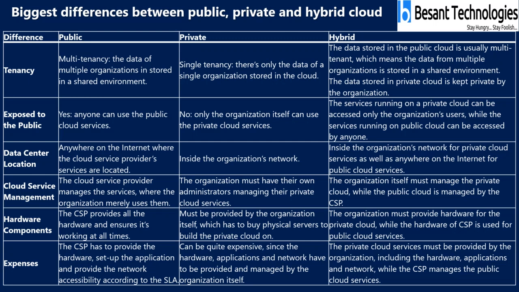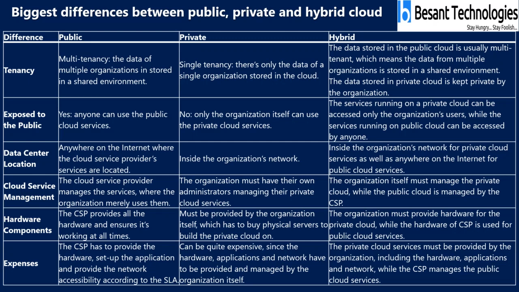Data center location. In public cloud, anywhere on the internet where the cloud service provider's services are located. In private cloud, inside the organization's network, or it may be a privately allocated network in the cloud provider's data centers. In hybrid cloud, the data center location is inside the organization's network for private cloud services, as well as anywhere on the internet for public cloud services.